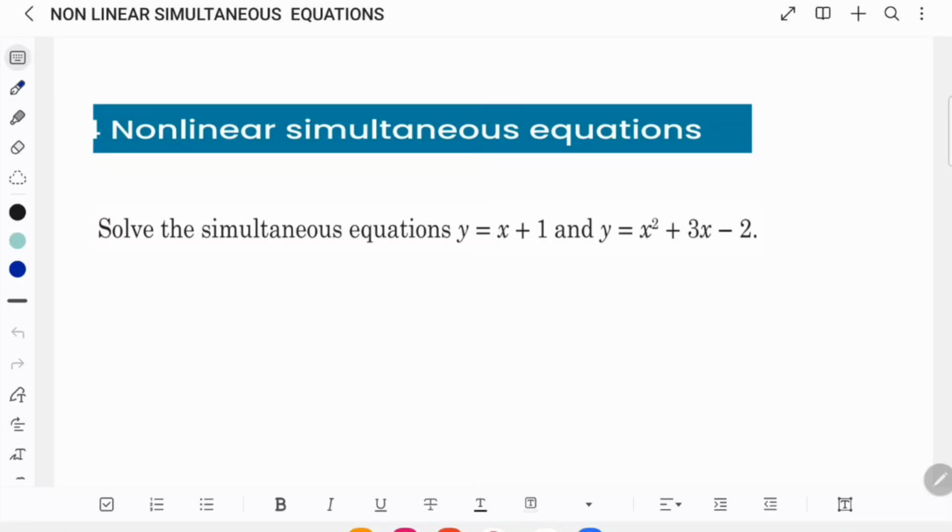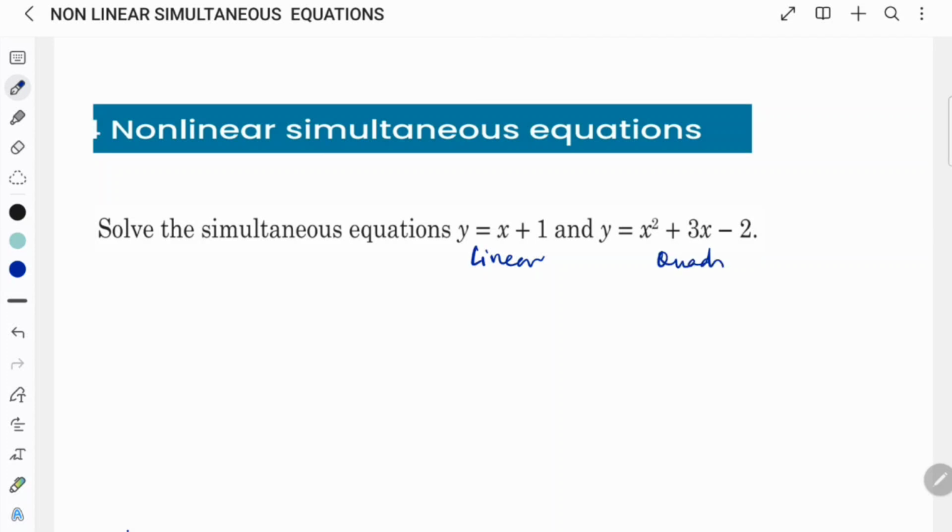Hello everyone. Today we are doing non-linear simultaneous equations. This is very easy. You will just have to follow a few steps. First of all, you will have two equations. One is linear, one is quadratic. Linear equation like this one, and this is x squared, so that is a quadratic equation.